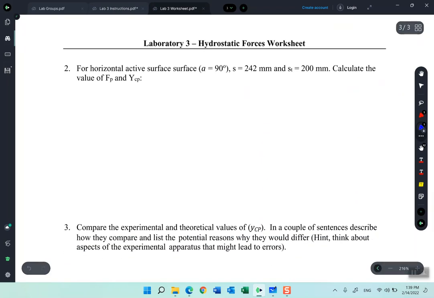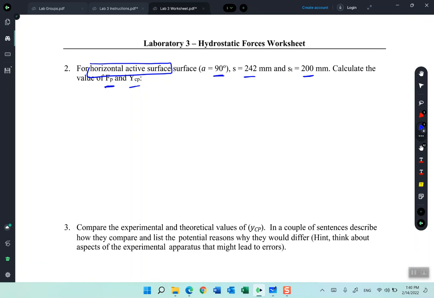What about the second one? The second one is even easier than the first one, but I'm not sure why I don't think anyone answered that correctly last semester, and it's very easy actually, but it has a different concept, so let's make it clear now. This one says that we have a horizontal active surface, which is at alpha equal 90. The water surface is at 242 and the bottom surface is at 200 millimeters. And it wants you to calculate FB and YCB.